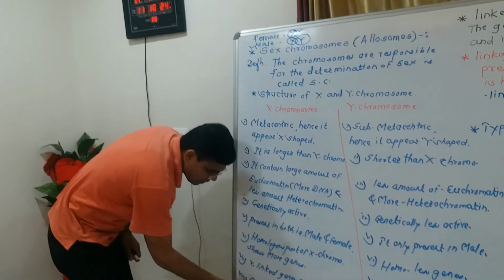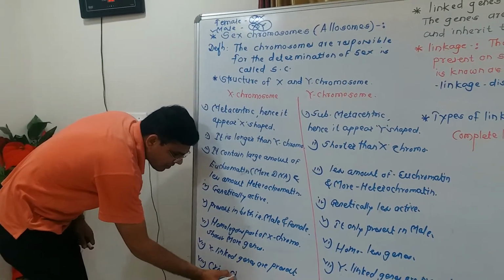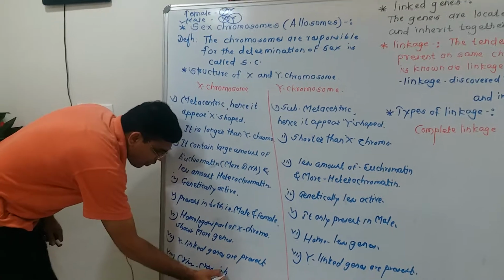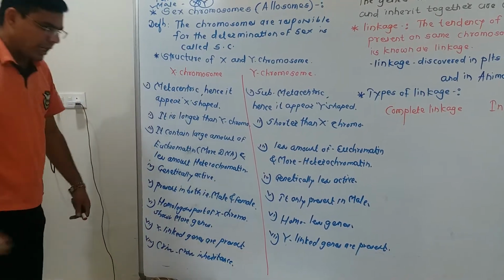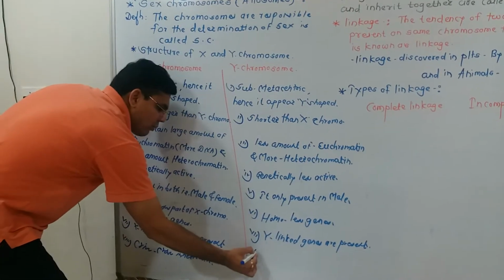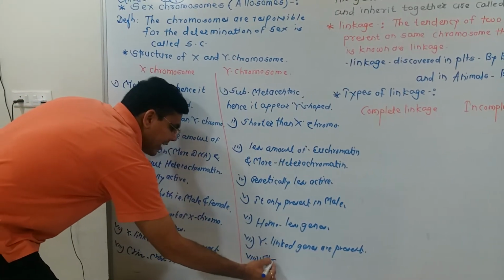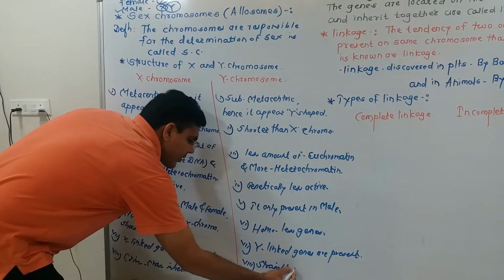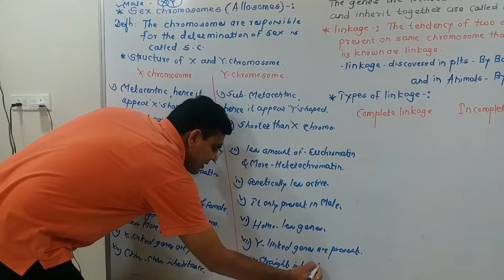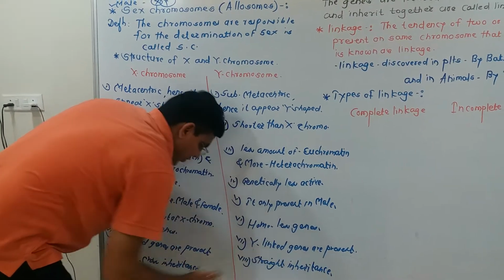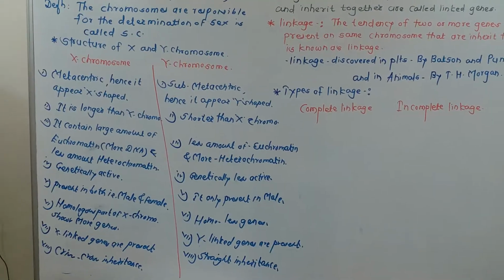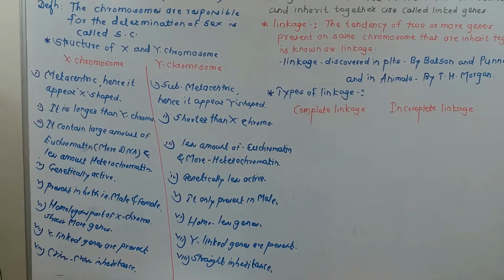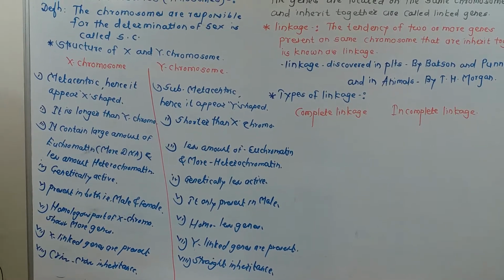Okay, so that is called criss-cross inheritance. The X chromosome shows criss-cross inheritance, and the Y chromosome shows straight inheritance. Okay, so this is the comparative study of X chromosome and Y chromosome.